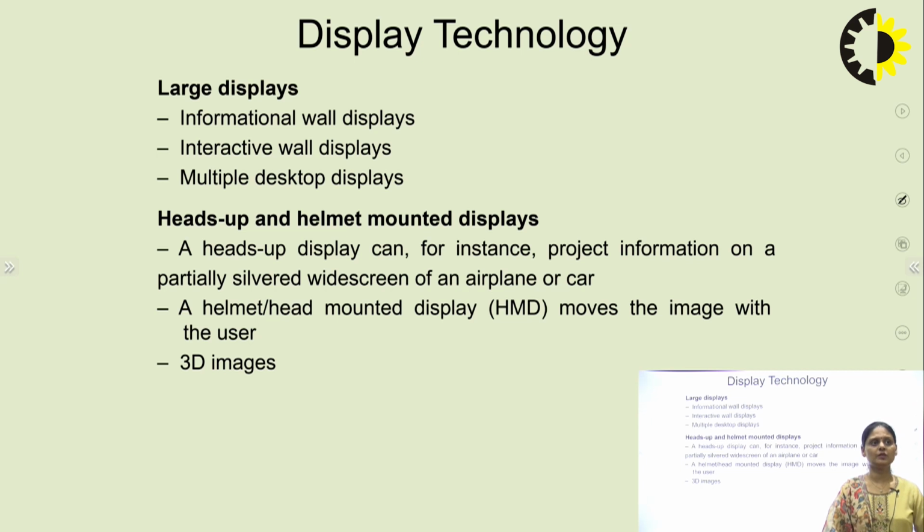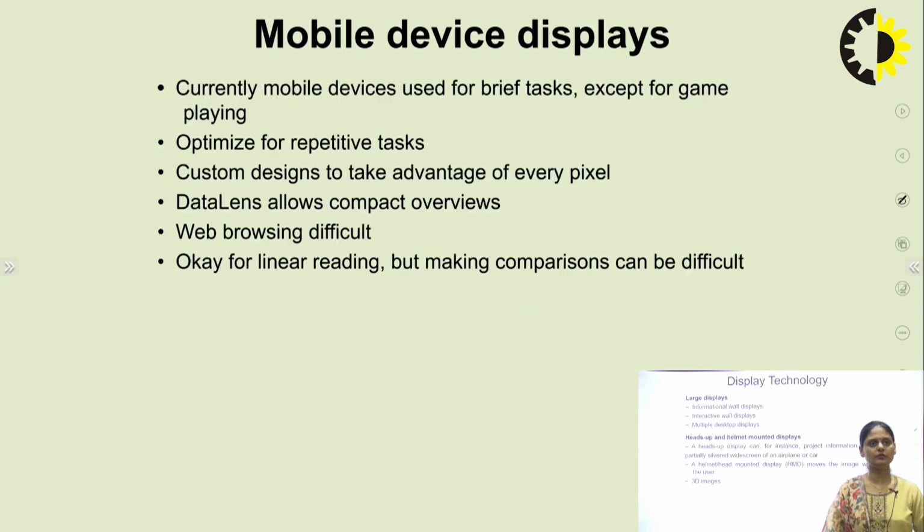These displays are obviously large and small, both are available. The larger displays are, for example, information walls, interactive wall displays, and multiple desktop displays. Similarly, heads up and helmet mounted displays are also there for 3D images and the things that require hand gloves. For them, displays are somewhat different compared to what we see when using computers.